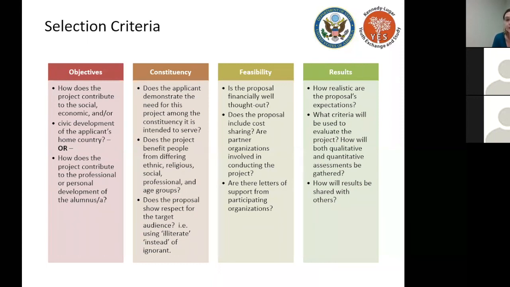And finally, what will the results be of your project? How realistic are your expectations in terms of laying out those results? What criteria will be used to evaluate the project? We want you collecting both qualitative and quantitative assessments. And also, how will you share the results with others? Do you have a plan in place to, for example, tell about your project on media, social media, or traditional media?